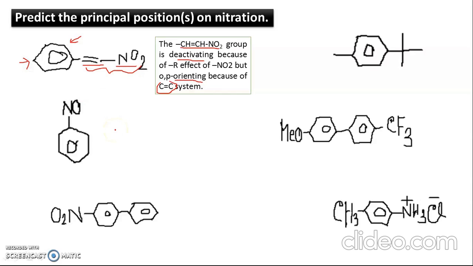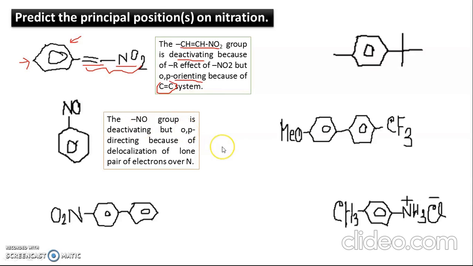Now come to the next one, that is nitrosobenzene. This NO group will behave just like halogens. Remember in the case of halogens in the previous video, we saw that they are deactivating but still ortho-para orienting. So though it is deactivating, it will still be ortho-para orienting. The reason is the delocalization of the lone pair of electrons that is present over nitrogen.